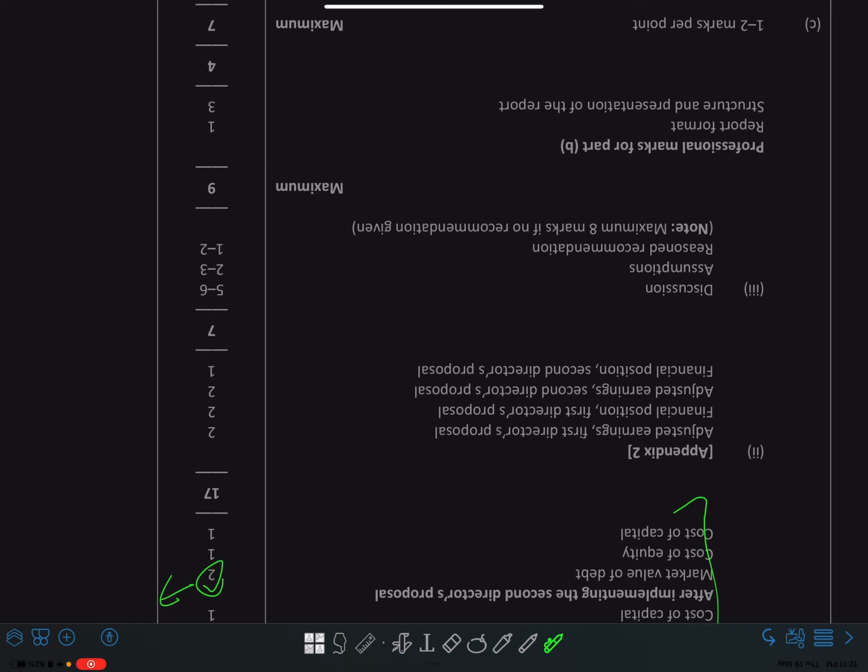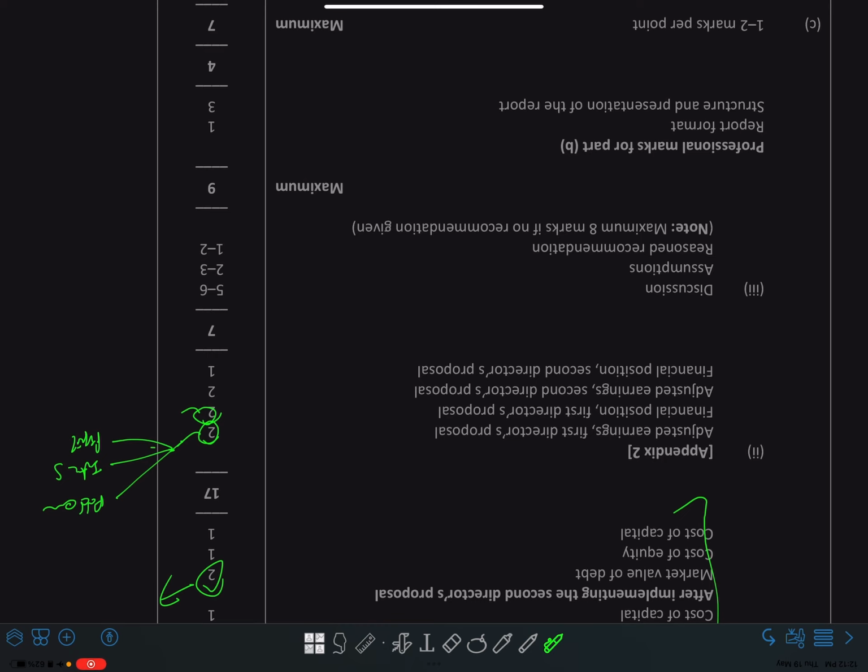Adjusted earnings, first director's proposal. So these take a bit of time, right? It's a bit of a thinking process, and it's 2 marks. I think this should have been 3 marks, I guess. Why am I saying 3 marks? It could be divided into 3: the profit from the sale, and then the interest saved, and then the additional earnings. But yeah, okay, so this is 2 marks, right?